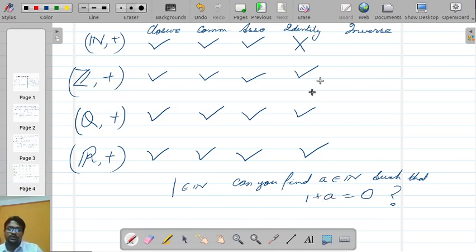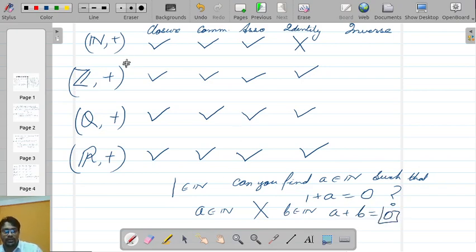So in the set of natural numbers, given any element, we cannot find another element which when added to that element gives you 0. That is, given any A belonging to natural numbers, it is not possible to find B such that A plus B gives you 0. Of course, this 0 is itself not an element of N, so immediately there is no question of getting an inverse.